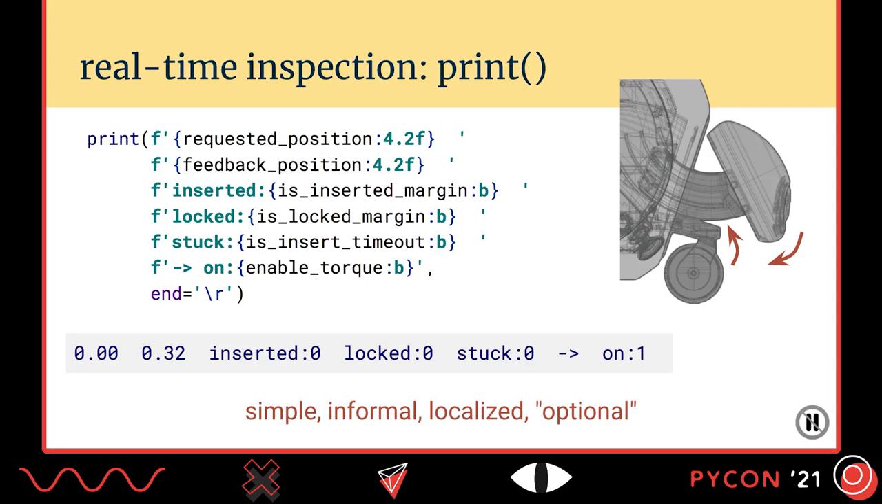So a few drawbacks. Using print this way is not very composable because it assumes that it has complete control of the console. And again, observers need to get terminal access somehow. So how do they do that?